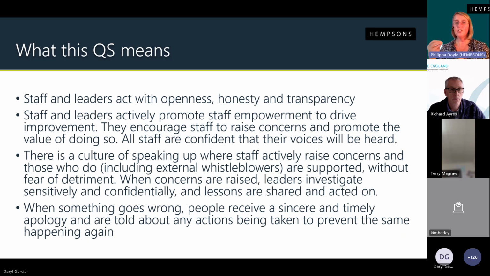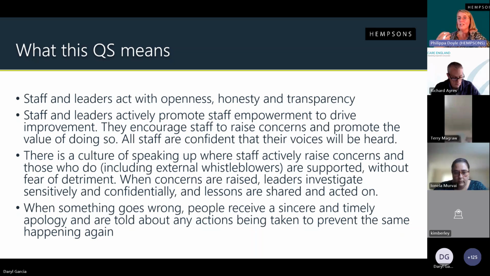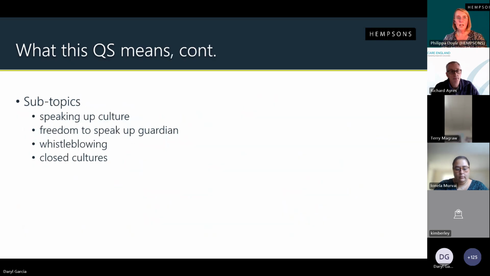And that where concerns are raised, those are investigated sensitively, confidently, confidentially, and that lessons are learned, lessons are shared and acted on, and the organisation changes as a result of those issues, so that when something does go wrong, people receive a sincere and a timely apology, and they're being told what's going to be undertaken so that we don't have a recurrence of that same issue. So if we move on to the next slide, please, Daryl.